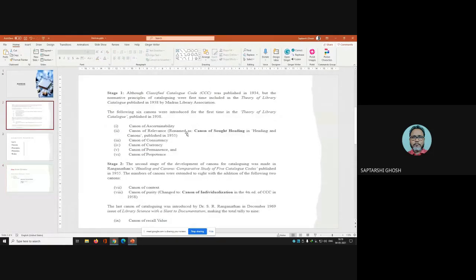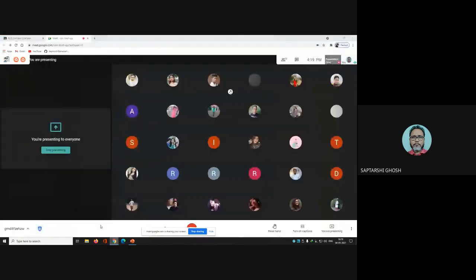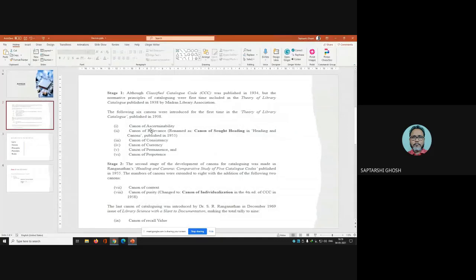means whenever you are trying to make the headings or access point, make the access point so that it is relevant to the requirement of retrieval of the document. Otherwise, there is no necessity to make an entry on that particular topic.